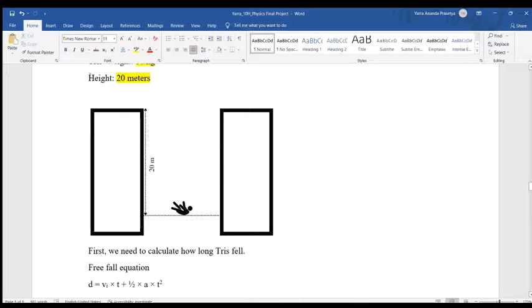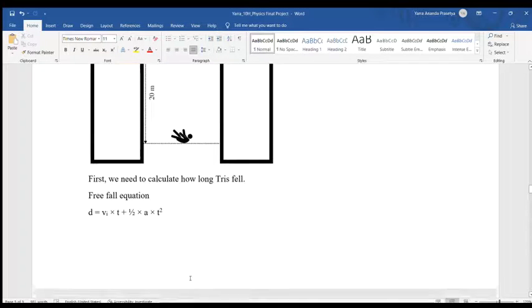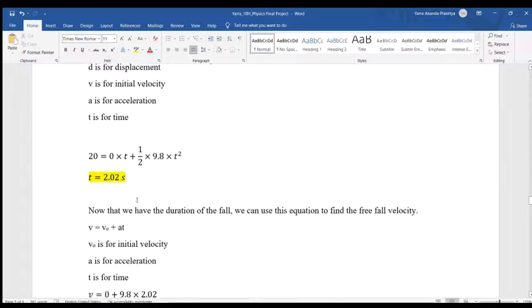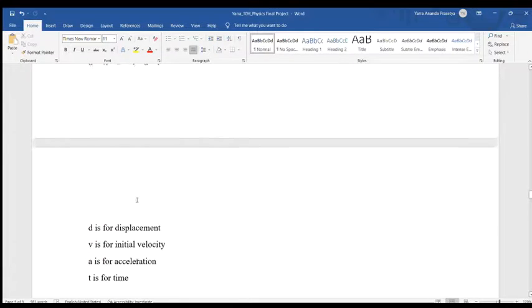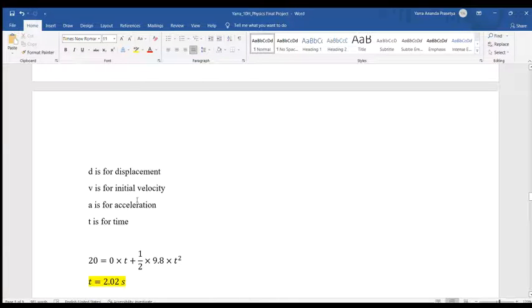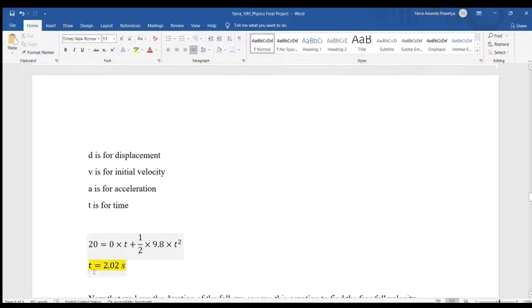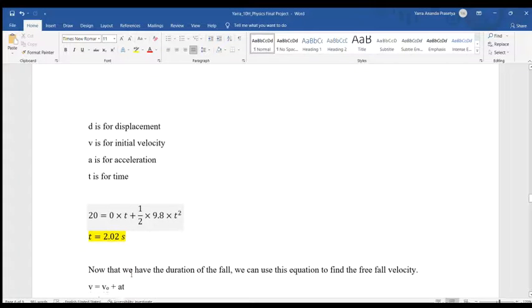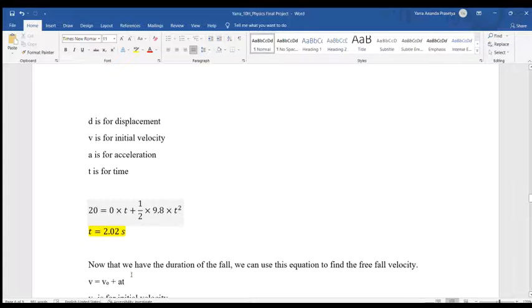First, we need to calculate how long Triss fell, the duration of the fall. We can use the free fall equation for that. So, if we input d as 20 and 0 as the initial velocity, we get 20 equals 0 times t plus 1 over 2 times 9.8 times t squared. And if we do all the fancy math, we get t equal 2.02 seconds. So Triss is falling about 2.02 seconds before she lands onto the net.